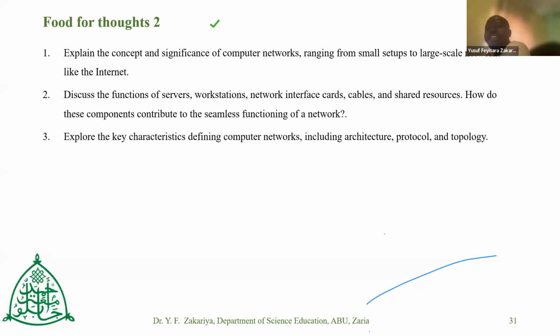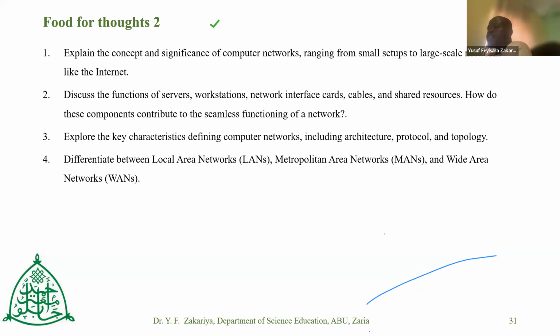Now, this is another relief for you. The question can stop at explore the key characteristics defining computer networks. Therefore, it's to be simpler. For making this question simpler, I also included some of the things I want you to talk about when I mention the characteristics by saying architecture, protocol, and topology. So number 4 is to differentiate between the local area network, metropolitan area network, and wide area network. This is a very simple question that you can just do in just a few sentences.